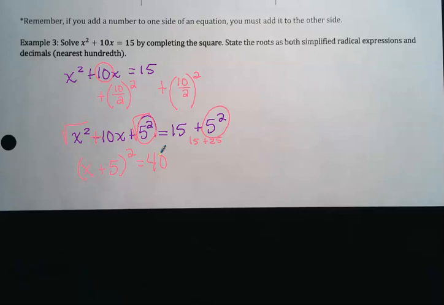Okay, so now we can solve by taking roots. So let's take the square root of both sides. And we have x plus 5 is equal to positive or negative the square root of 40.